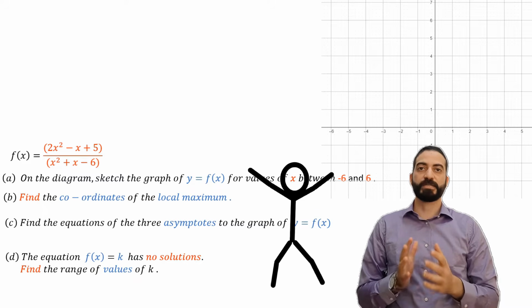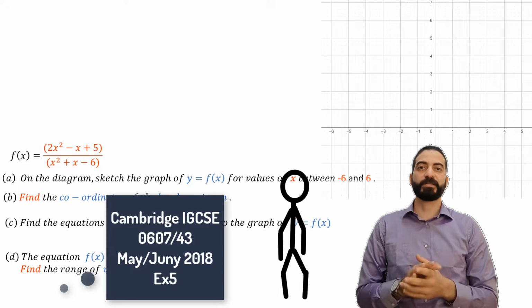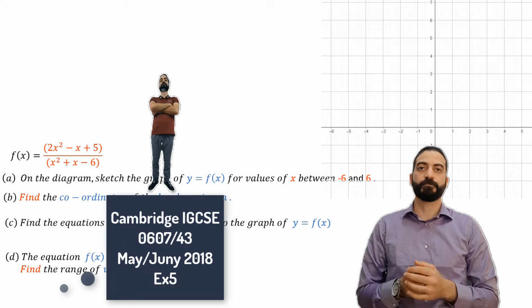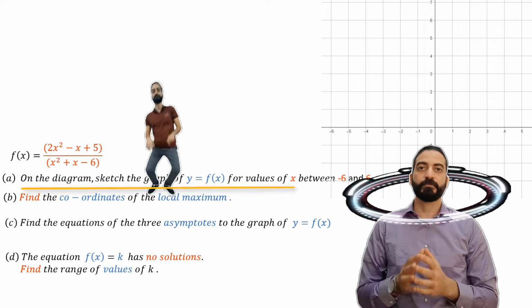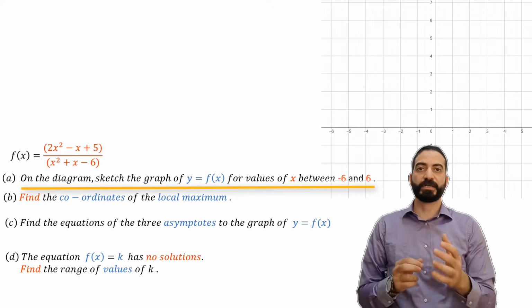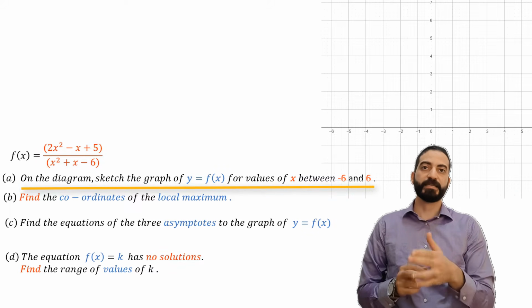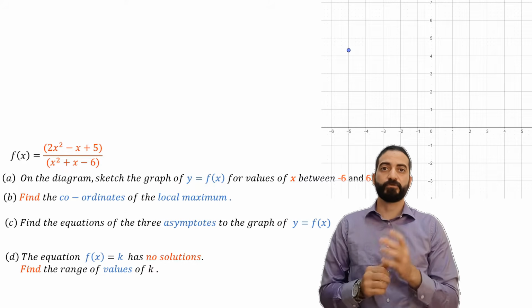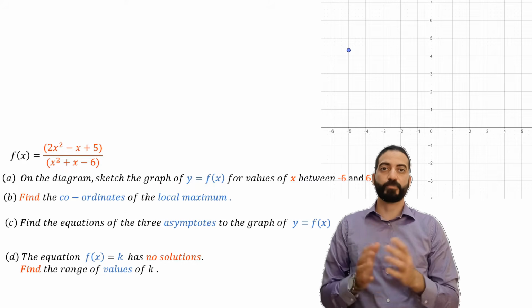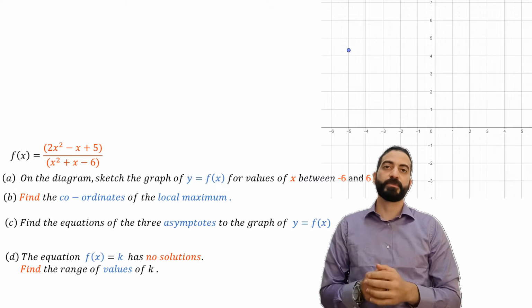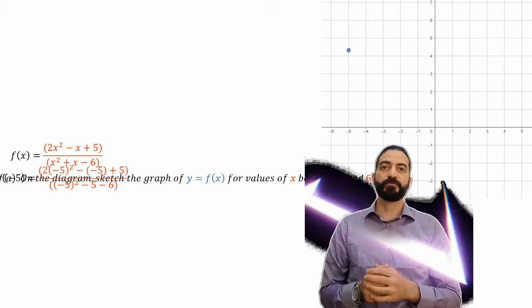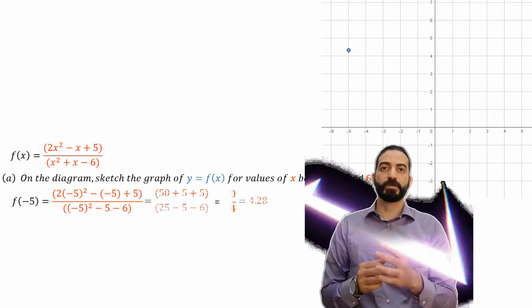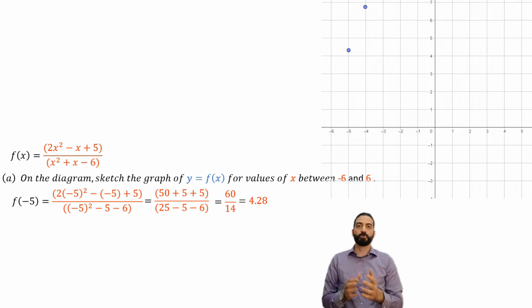Hello everyone. We'll start by solving question 5 of the Cambridge IGCSE 2018 exam. Part A. On the diagram, sketch the graph of y equal f(x) for values of x between minus 6 and 6. Because he tells us sketch, this means that we can specify points to draw the graph. When x equal minus 5, then y equal 4.28. When x equal minus 4, then y equal 6.66.